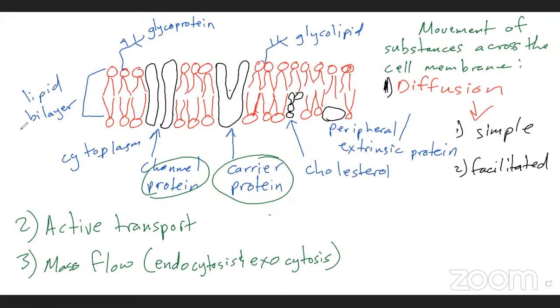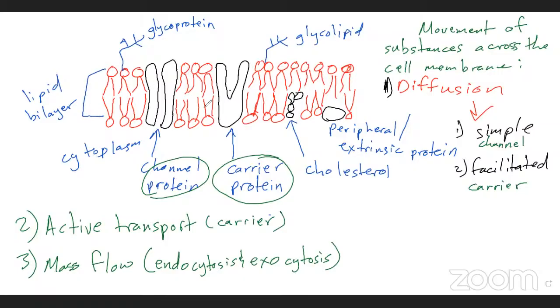When it comes to simple diffusion, it is the channel protein. So for simple diffusion, it is the channel protein. We can just highlight that from here. And the facilitated diffusion will be done by the carrier protein. Active transport is also done by the carrier protein. And as I said, endocytosis and exocytosis do not involve the proteins.